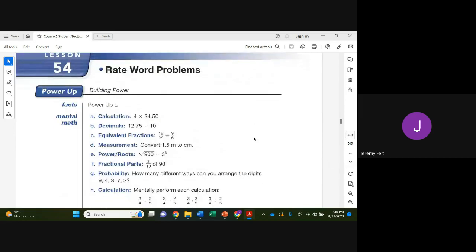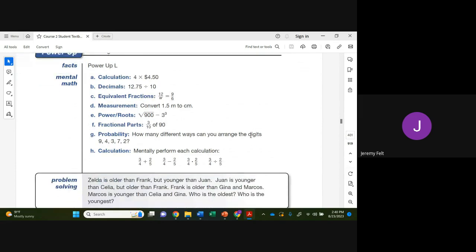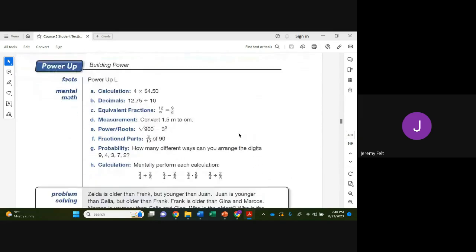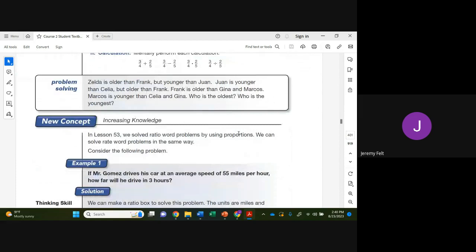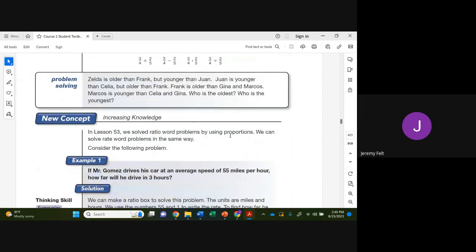Okay, lesson 54, we're looking at rate word problems. So it could be a long word problem, paragraph, page, or could be a sentence or two. Okay, we'll just fill in what we know. If Mr. Gomez drives his car at an average of 55 miles per hour, how far will he drive in 3 hours? Okay, so we have a rate of 55 miles per hour. And we want to figure out how far he is going to go in 3 hours.